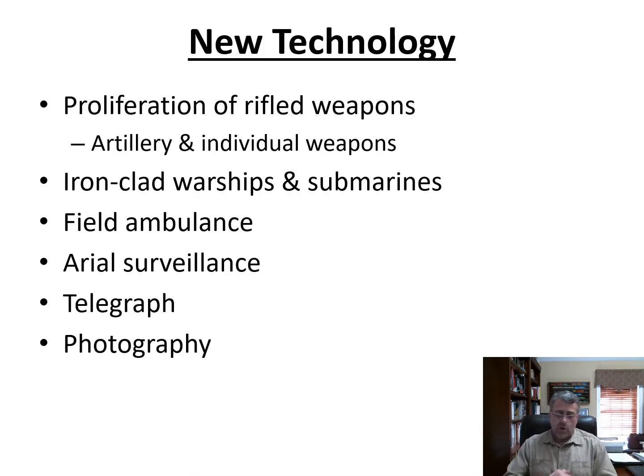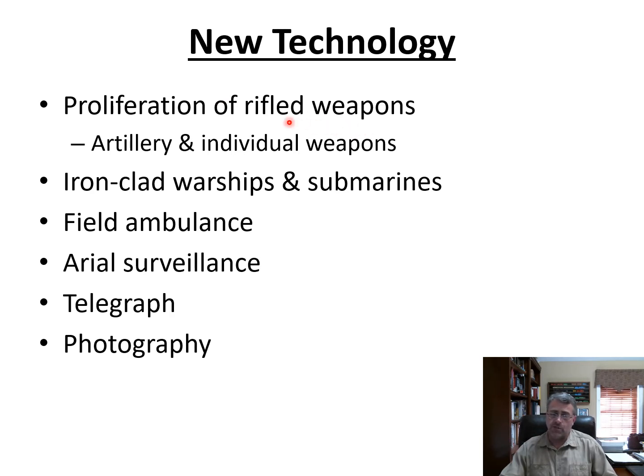During the Civil War, we see a lot of new technology showing up on the battlefield. Some of this is brand new technology that we'll talk about in a minute: the field ambulance, aerial surveillance, ironclad warships. But some of this technology has been around for a while. It's just now making its appearance on the battlefield to a significant degree. The telegraph had existed for a while. Photography's been around for about 30 years.